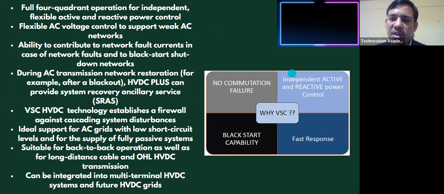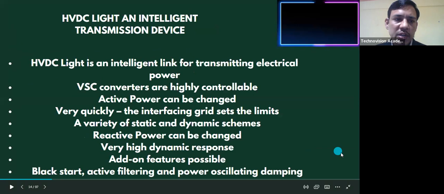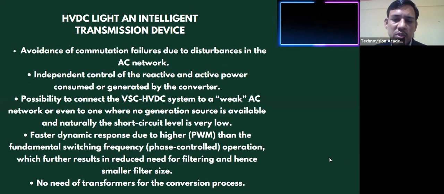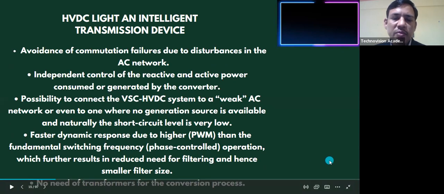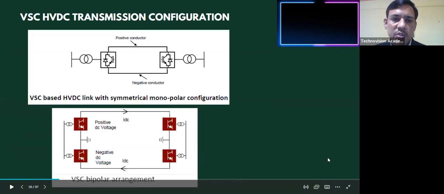Again, there is independent control of active and reactive power, fast response, black start capability. So these are some of the benefits. Filter requirement is very low for the VSC HVDC. That's also one of the advantages. There is no need of a converter transformer. That is also an advantage of the VSC HVDC.